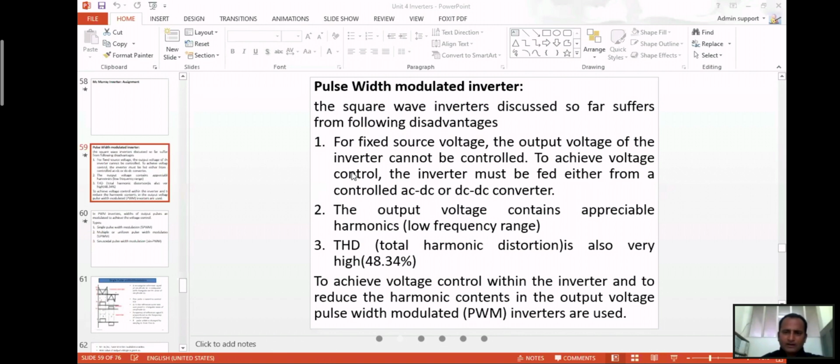One most important thing in this inverter is the harmonic content, the total harmonic distortion. This is quite important; harmonics should not be there in any way, so they try to remove these harmonics in different ways. But to overcome this harmonics and to achieve voltage control, one most important thing in any converter is the controlling mechanism. How are you going to control this?